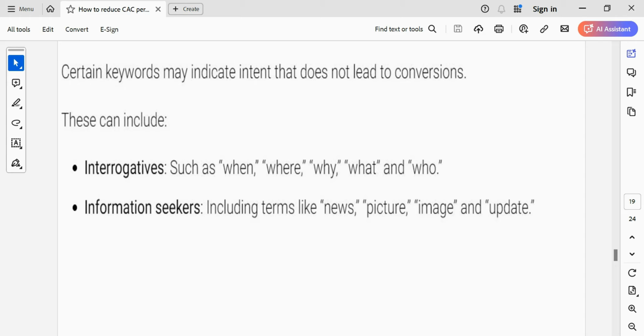Then there are obvious information seekers. These are the obvious research terms, like news, picture, image, update. Now if you observe here, all these are phrase match negatives. We are negating patterns right from the first. This will save you a lot of cost, and it will help you align the algorithm much faster and much easier.